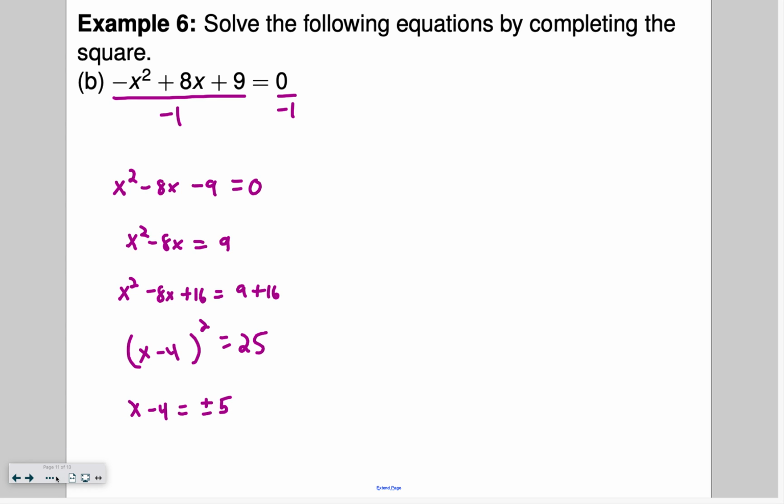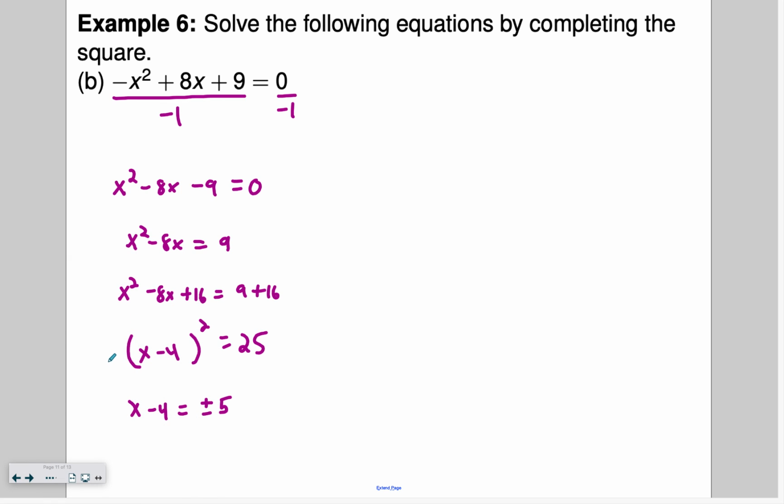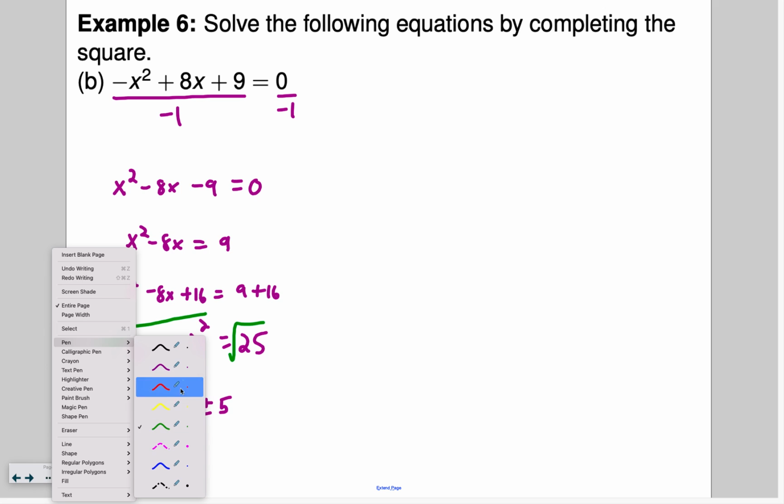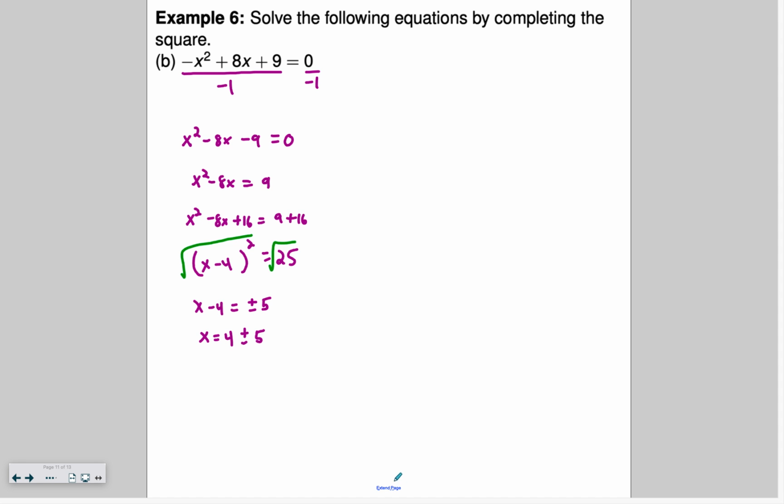Plus or minus 5. And I feel like I need to be a good teacher and write that square root step. All right, and then add 4 to both sides to get 4 plus or minus 5. Now, please don't write your answer like this. These are numbers, so our numbers are 4 plus 5 is 9, and 4 minus 5 is negative 1.